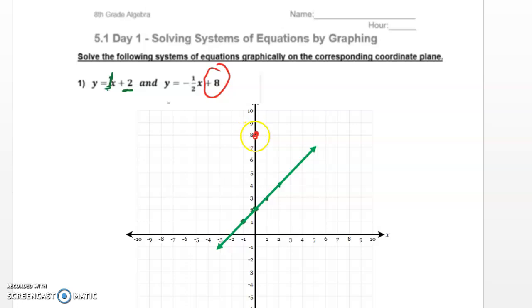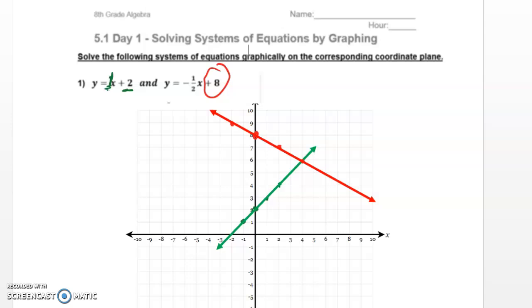-1/2, so that means I'm going to go down 1 over 2. Plot another point. Down 1 over 2. Plot another point. Oh, notice I just figured out where those lines intersected. I could plot 1 on the other side of the y-axis by going up 1 and backwards 2 to fall in line. So now that I have 4 dots, I can connect my dots and form a line.